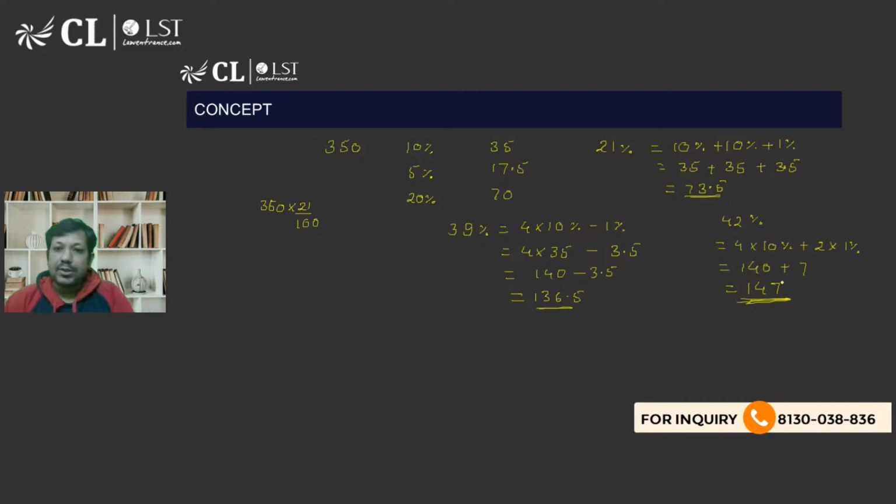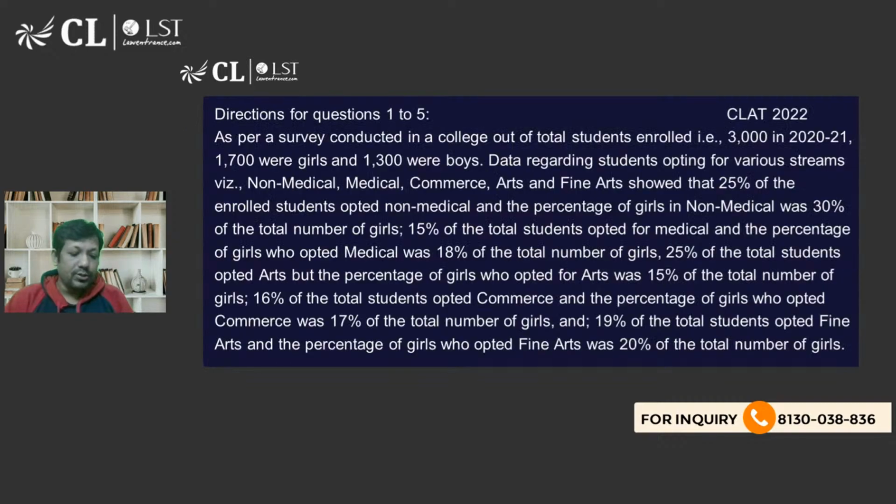Okay. So now let's move on to the question and see what the question is talking about. So this is a question of CLAT 2022. Now, there is too much theory written here. We are going to solve the question slowly. First thing that we should do is to read everything very slowly, understand, and then do it.